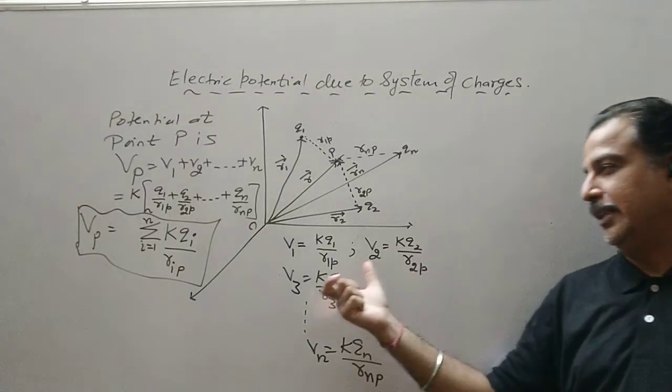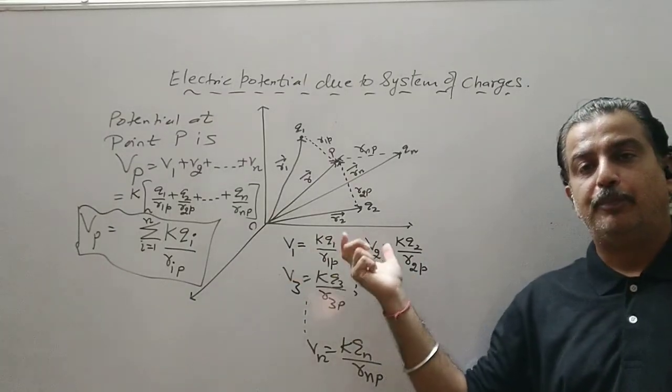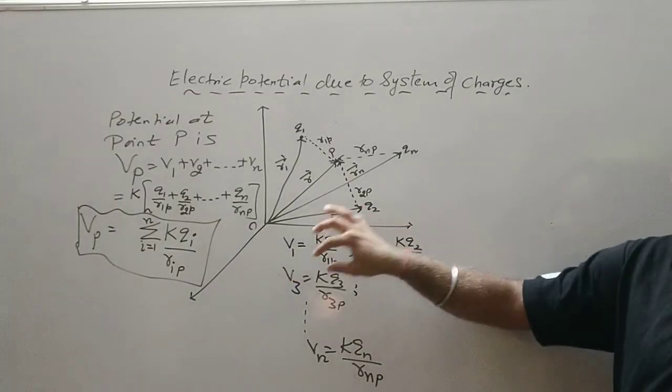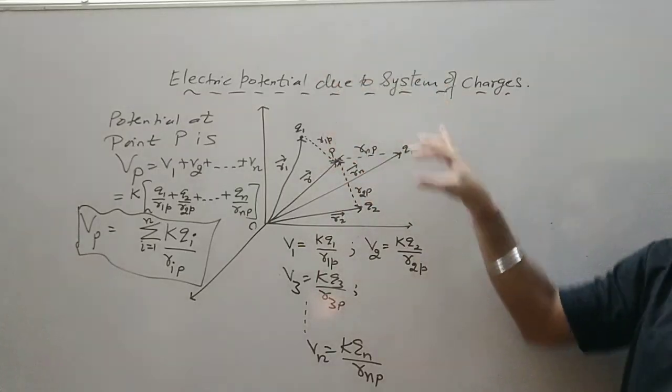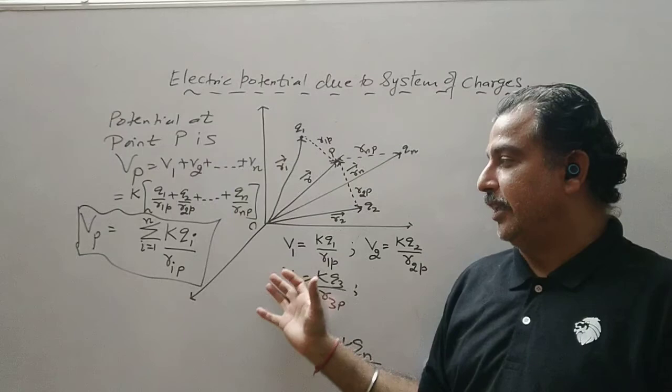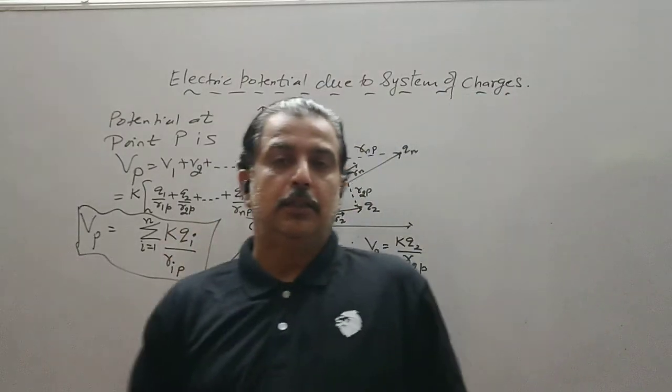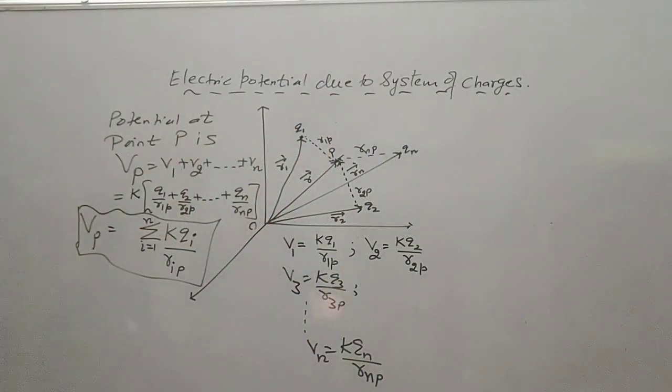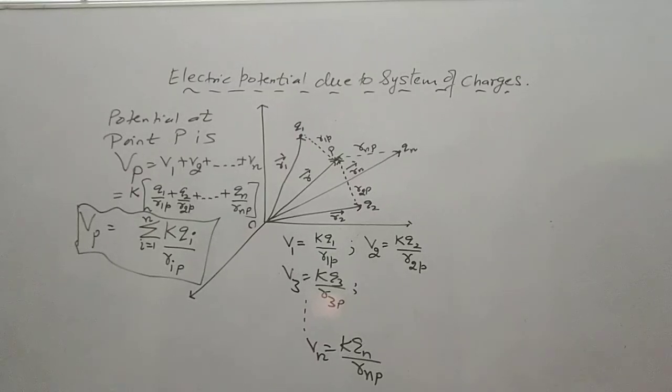So you have to apply the formula for a point charge, find out the potential at point P due to individual charges and do the algebraic summation. You will get the total potential at point P.